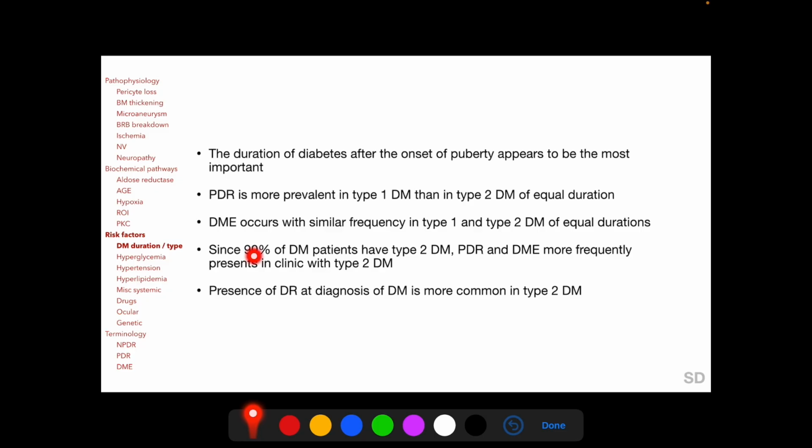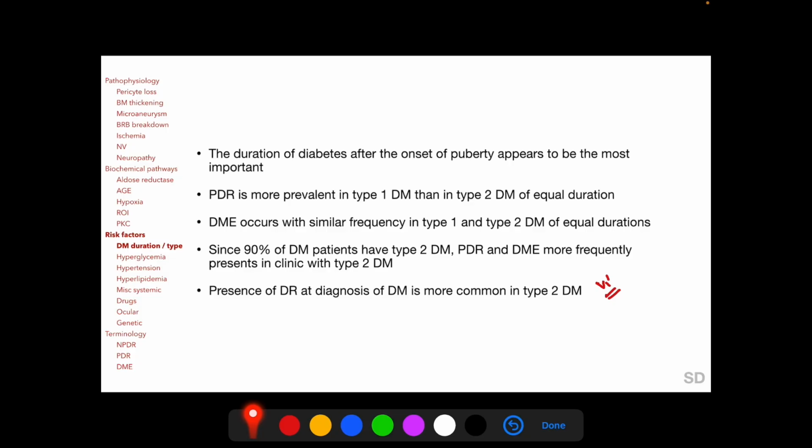And since 90% of diabetes mellitus patients have type 2 diabetes mellitus, proliferative diabetic retinopathy and diabetic macular edema more frequently present in the clinic in patients with type 2 diabetes mellitus. And importantly, presence of diabetic retinopathy at diagnosis of diabetes mellitus is more common in type 2 diabetes mellitus as compared to type 1 diabetes mellitus, and this is very important to remember.